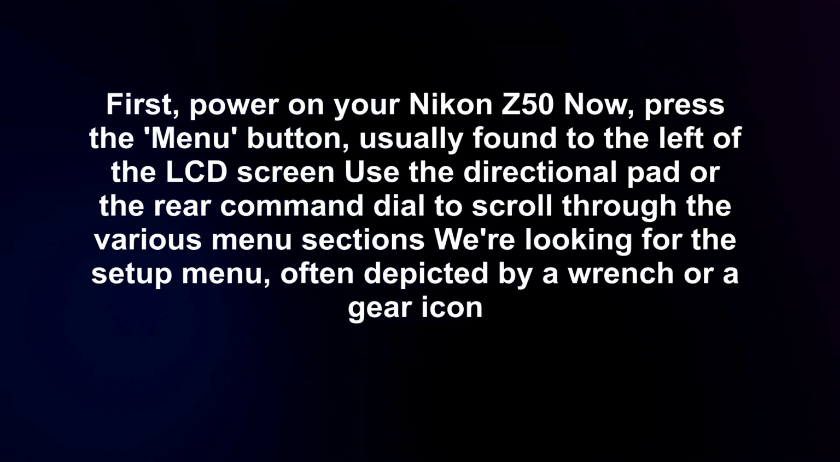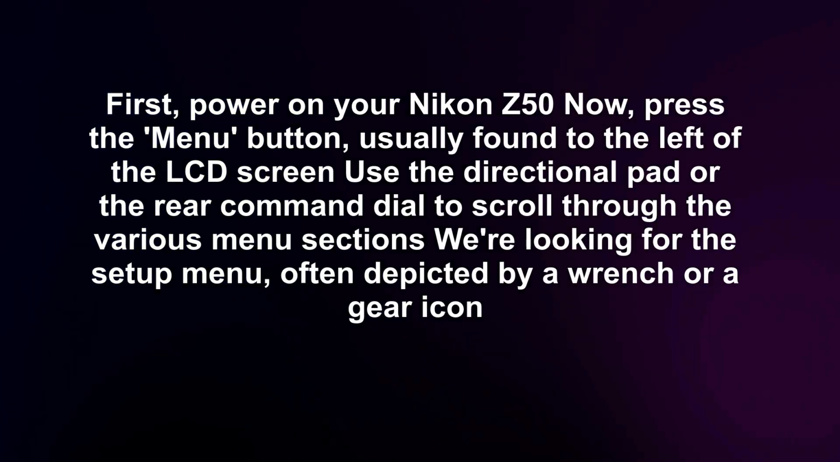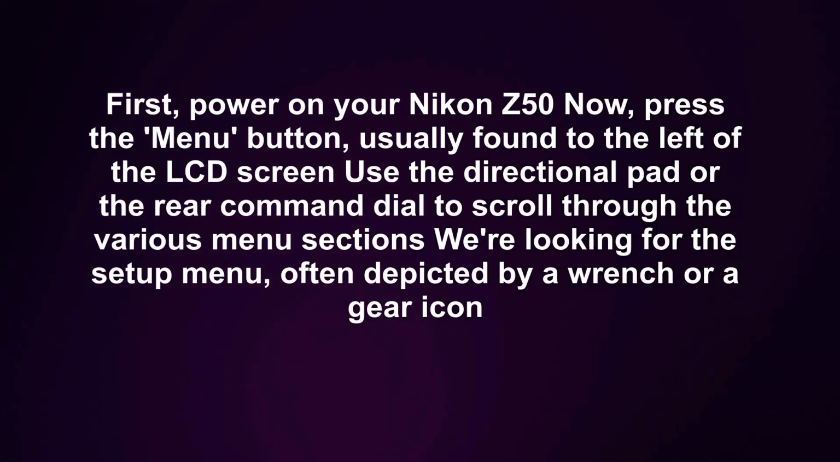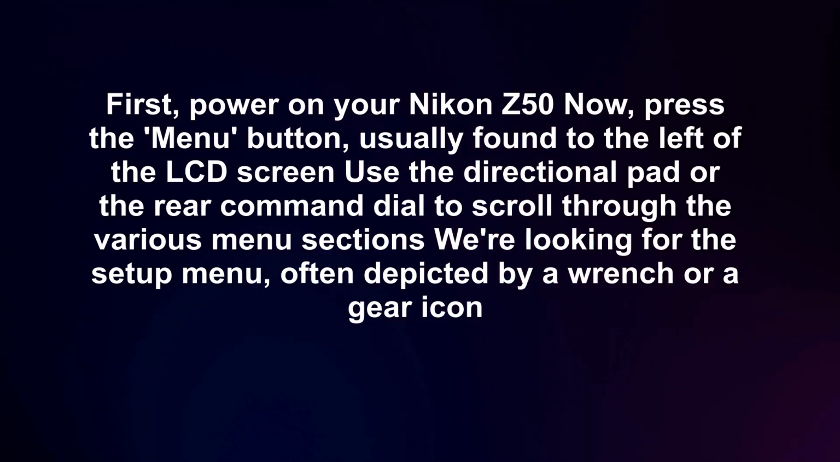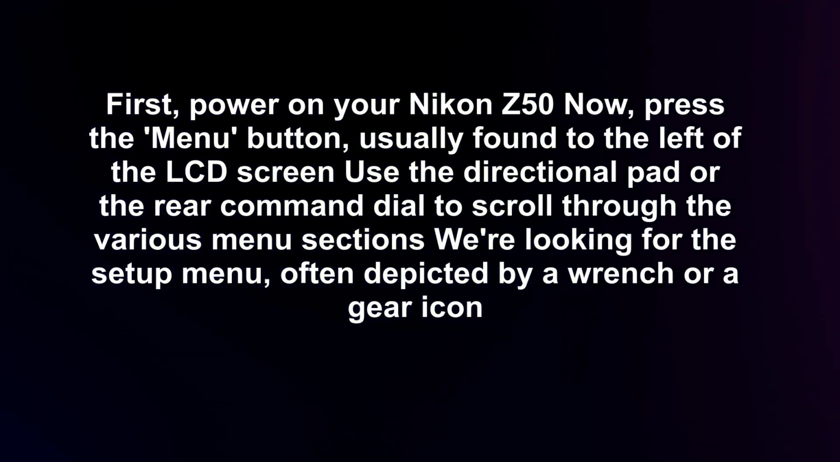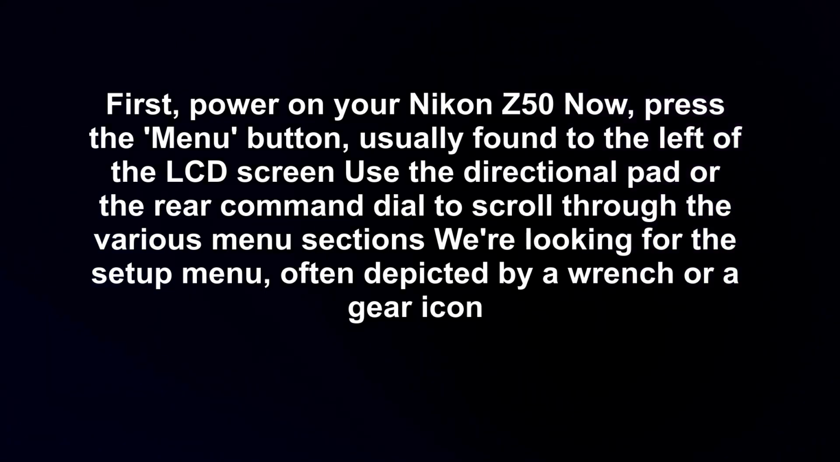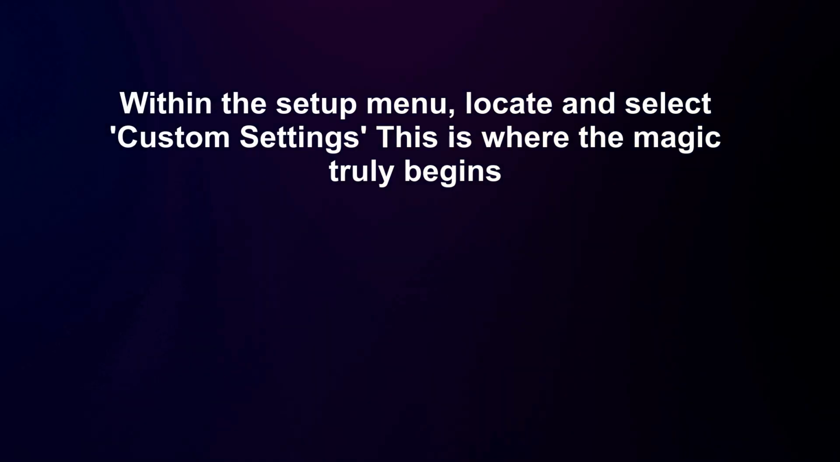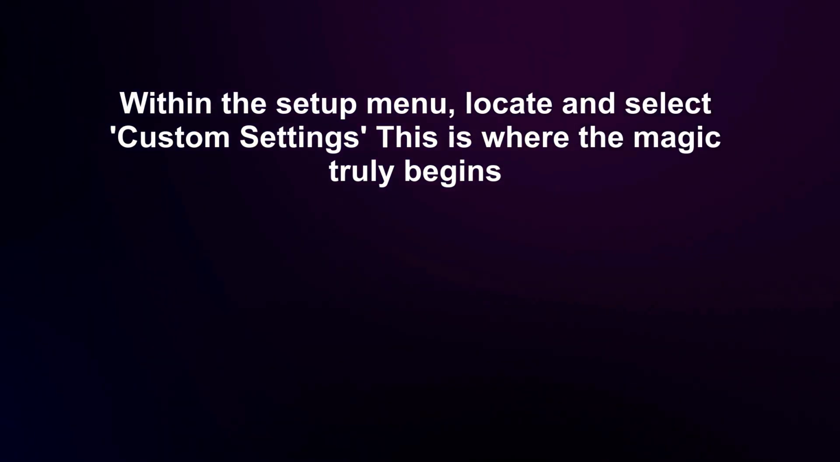First, power on your Nikon Z50 now. Press the menu button, usually found to the left of the LCD screen. Use the directional pad or the rear command dial to scroll through the various menu sections. We're looking for the setup menu, often depicted by a wrench or a gear icon. Within the setup menu, locate and select custom settings. This is where the magic truly begins.